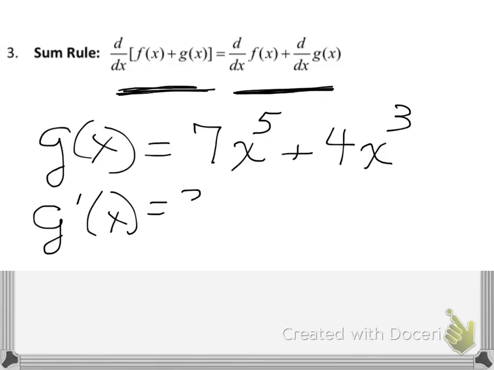So 5 times 7 would be 35x to the 4th plus, and now go to the next function and use the power rule again. 3 times 4 is 12x to the 2nd, and that would be your final answer. So those past 3 little items we'll review.